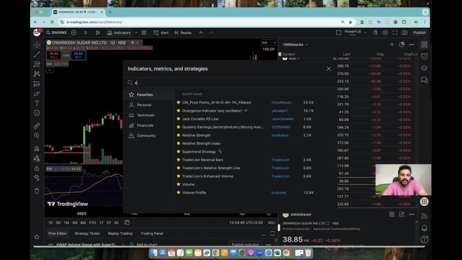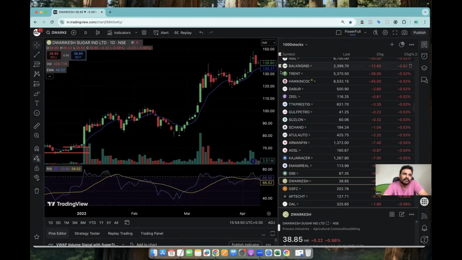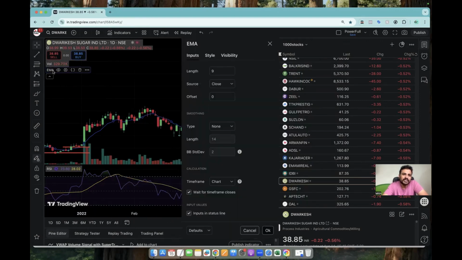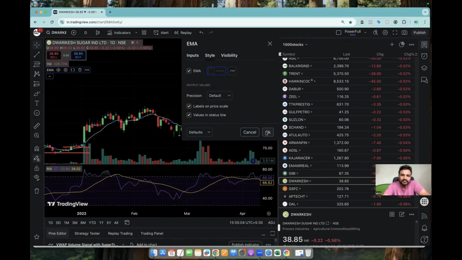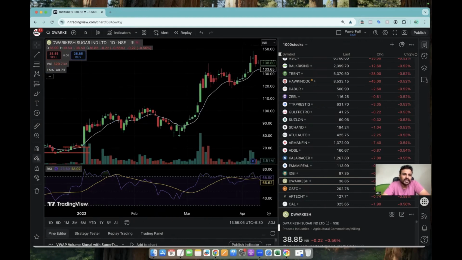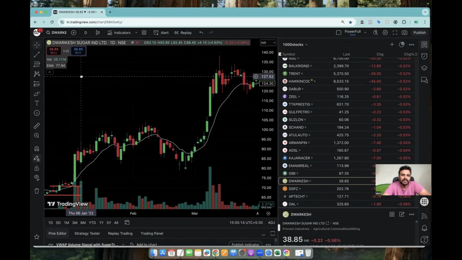You go here, Moving Average Exponential. By default, it will be 9. What you need to do is change it to 10. So 10 is the exponential moving average, not simple, which we are going to use for this particular strategy. All right. If you want to use RSI, you can, or else I will just close this RSI indicator right now. Okay. In the coming days, you can tune up this strategy.